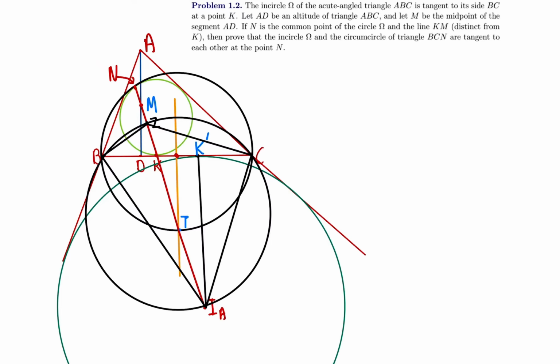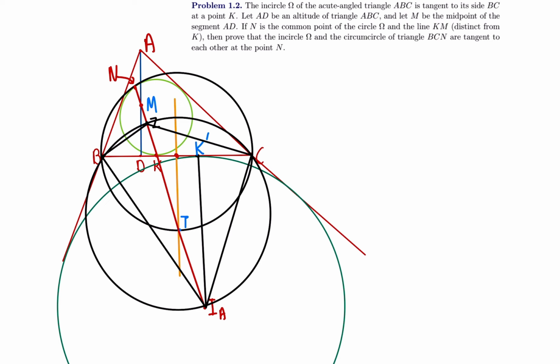Let's solve this really cool geometry problem from the IMO Shortlist. The incircle of the acute-angled triangle ABC is tangent to BC at a point K. Let AD be an altitude of triangle ABC, and let M be the midpoint of the segment AD. If N is a common point of the incircle and the line KM, then prove that the incircle and the circumcircle of BCN are tangent to each other at the point N.